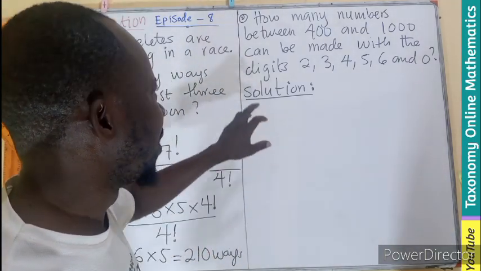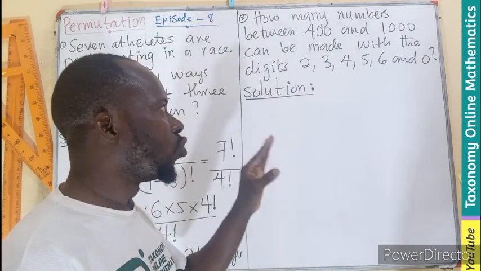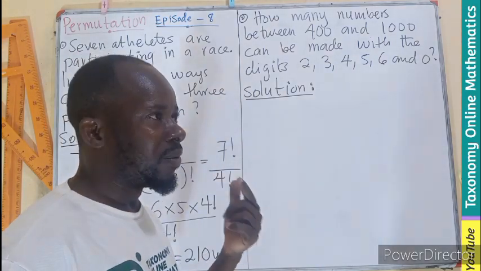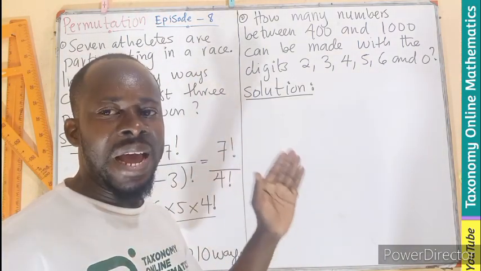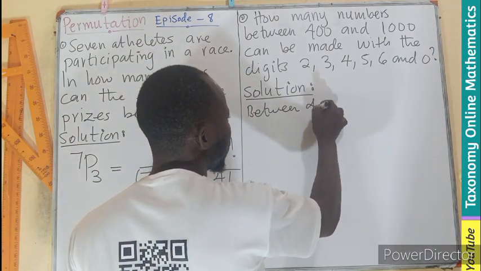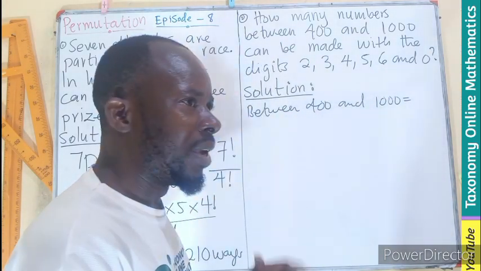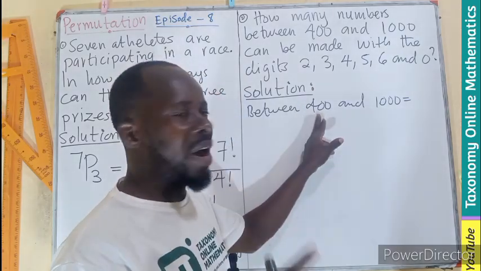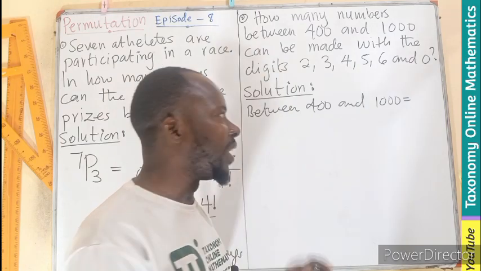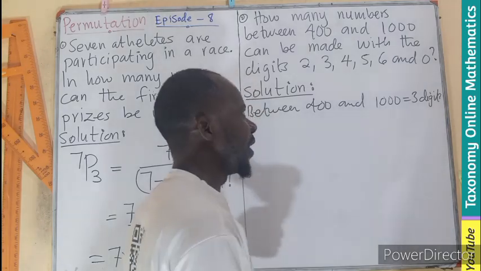How many numbers between 400 and 1000 can be made with the digits 2, 3, 4, 5, 6, and 0? Don't forget, between 400 and 1000, let's see. How many digits can we form? I can have 401, which will be 3 digits. I can have 500, 569. They are all going to be 3 digits. So I should be considering only 3-digit numbers.